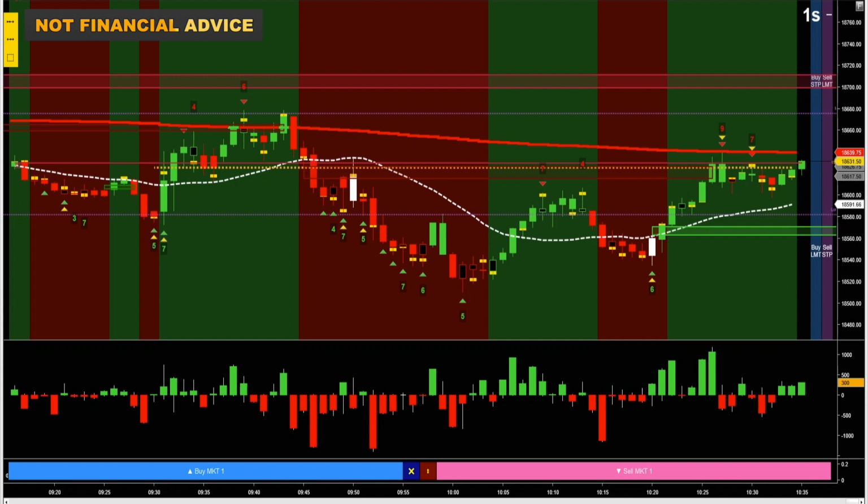So those are the settings and the things that I'm looking for when I'm trading this setup. Of course, I'm always looking at higher time frames as well. I'm using my 1-minute chart for entries.